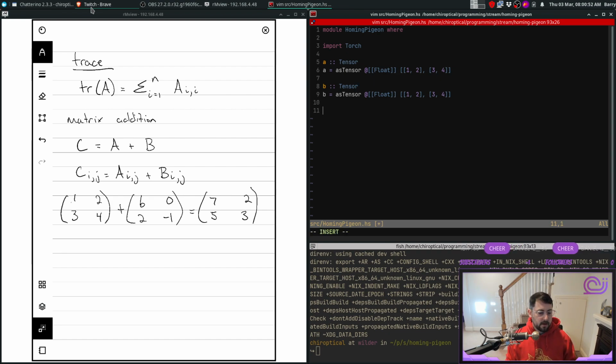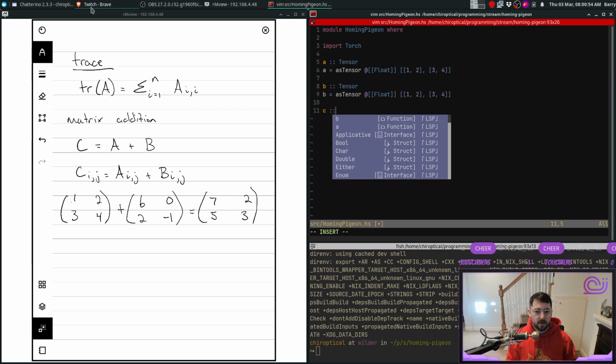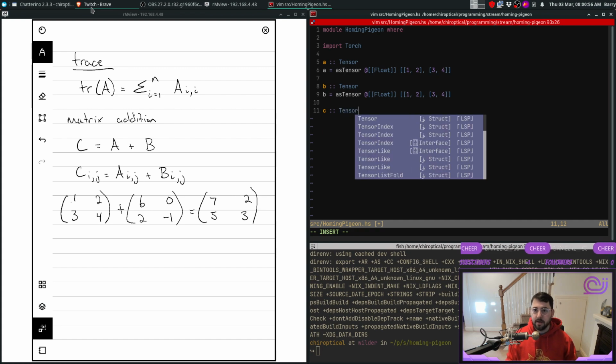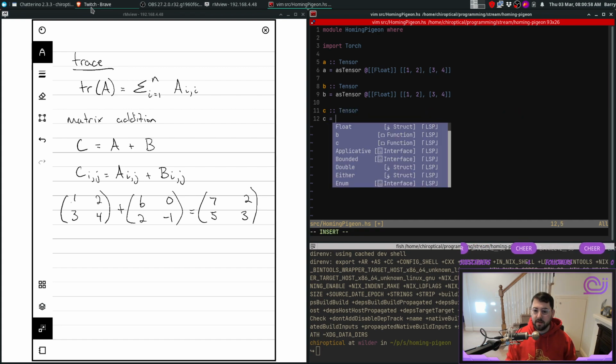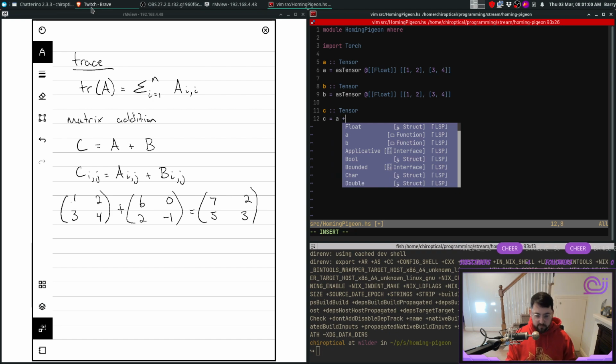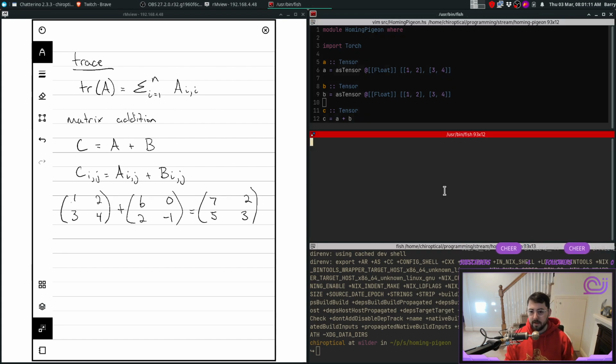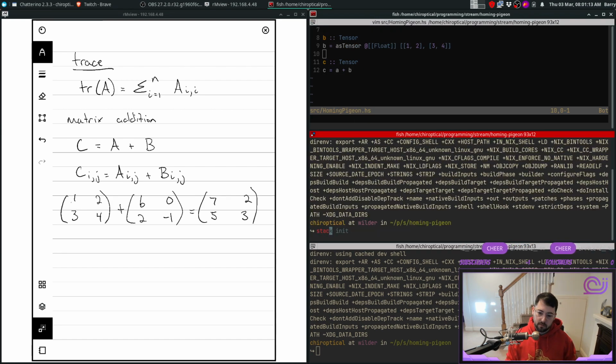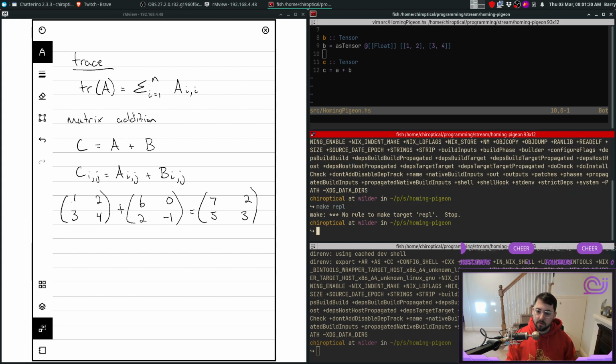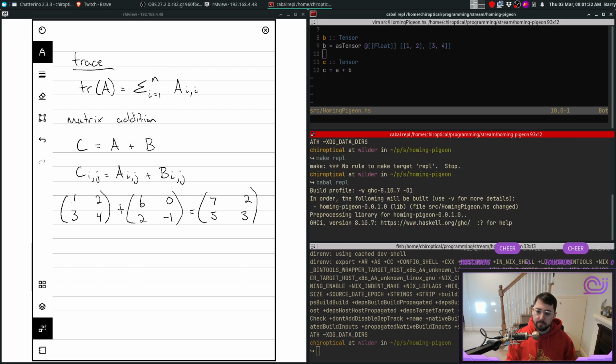So right now we're trying to do Elementwise Addition, and I don't know if it's as simple as writing A plus B. I mean, if it compiles, it works, right? So let's see if it actually works. So not stack. We need cabal make REPL. Maybe just cabal REPL.